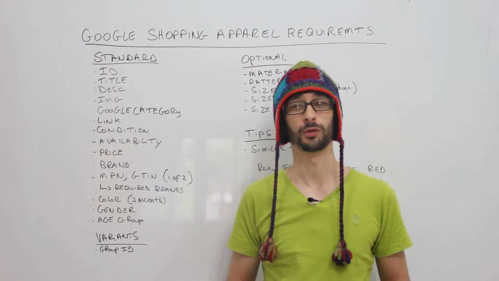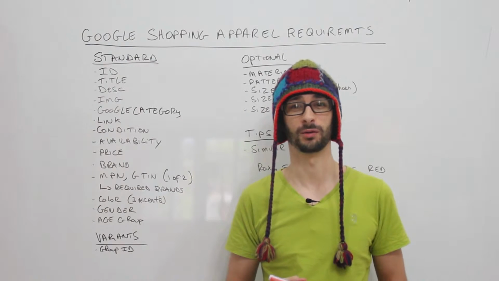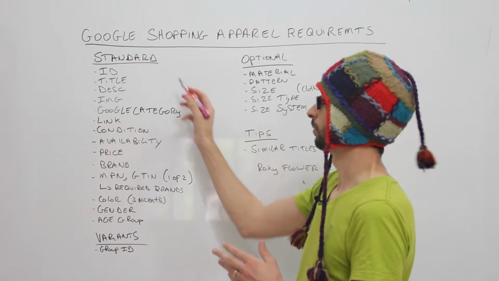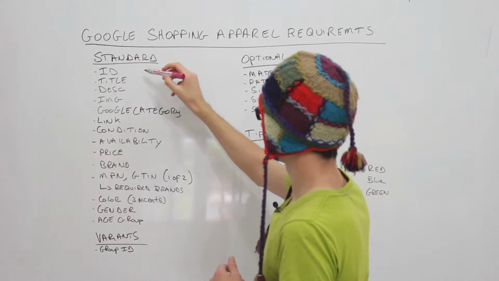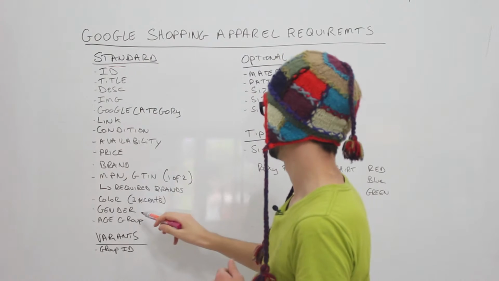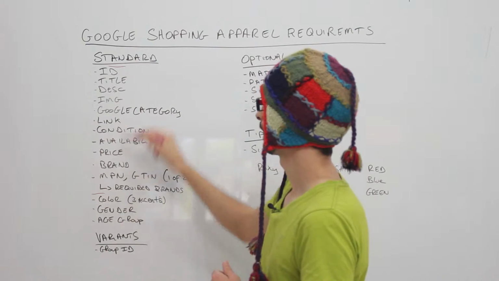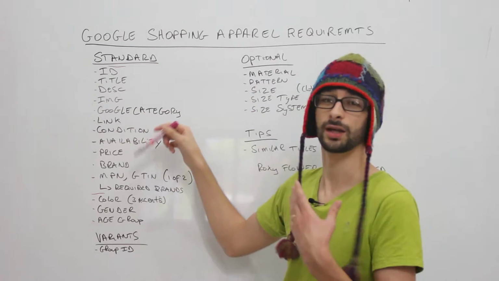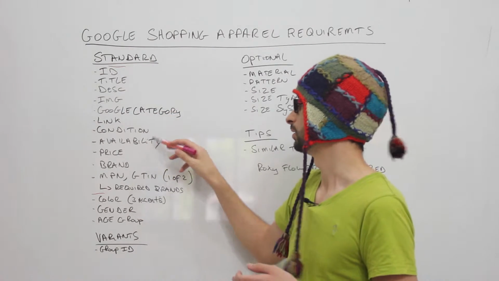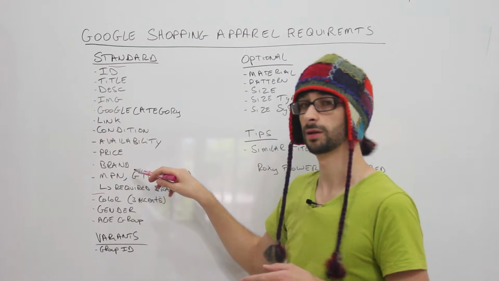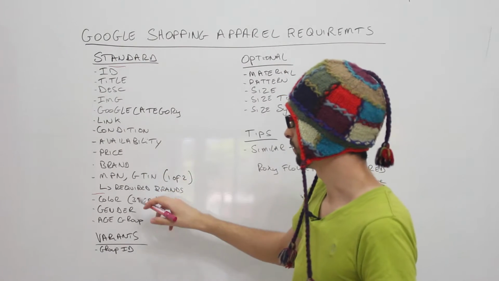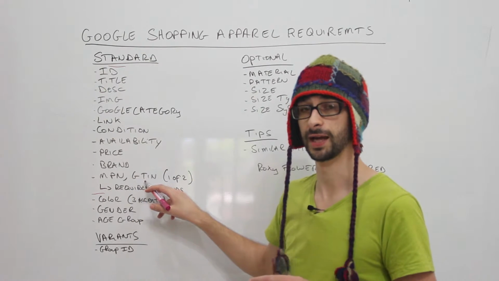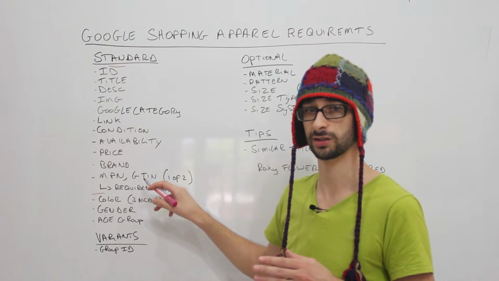In this video, we will be talking about the requirements for apparel products. Like standard products, there are a couple of fields that you require, from ID up to G10. So you need your ID, the title, a description, image, a Google category link, condition, availability, price, and brand. Now, what I want to cover is that the brand is required if you have a global trade identification number.